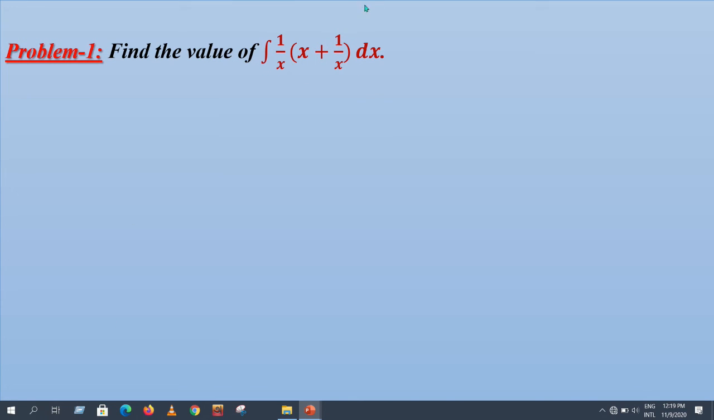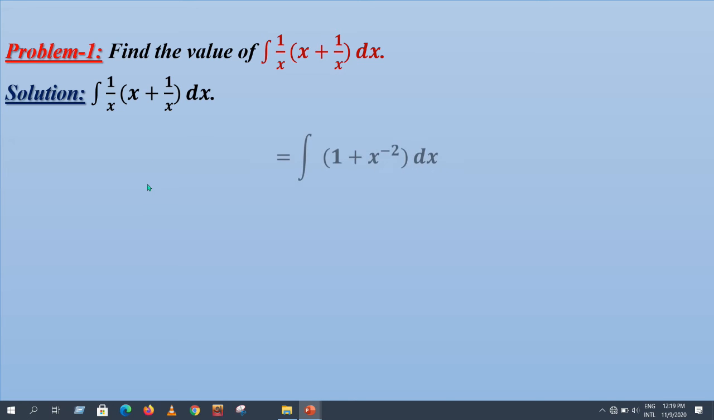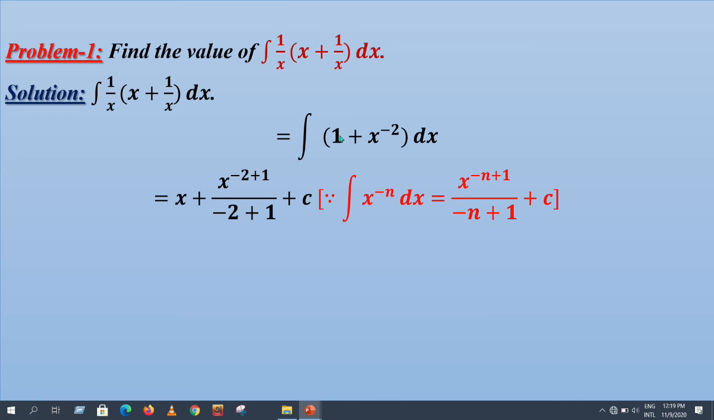Problem 1. Find the value of integration of 1 by x times (x plus 1 by x) dx. Solution: integration of 1 by x times (x plus 1 by x) dx. Multiplying this into this, we get 1, and this into this 1 by x square. 1 by x square means x to the power minus 2. Now integration of 1 with respect to x gives x, and here it will be x to the power n plus 1 divided by n plus 1, where n is minus 2, so minus 2 plus 1, plus c.